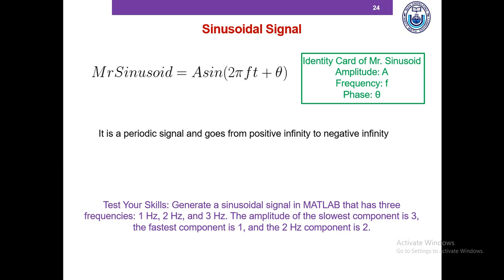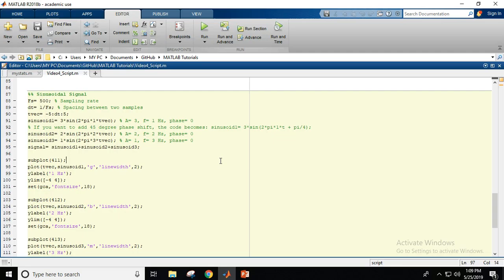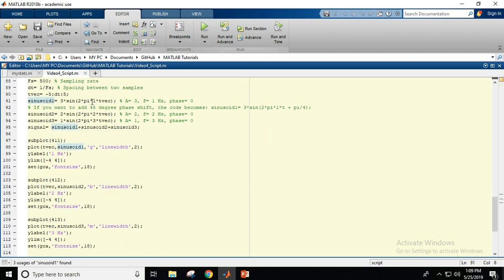Okay, now we're going to test our skills by generating sinusoidal signals in MATLAB. Please pause this video and try to do this, and then we'll match our answers. Okay, again, we've selected the sampling rate at 500 Hertz, and we're going to look at the signal from -5 seconds to +5 seconds. Our first sinusoid has an amplitude of 3, our second sinusoid has an amplitude of 2, and the third sinusoid has an amplitude of 1.